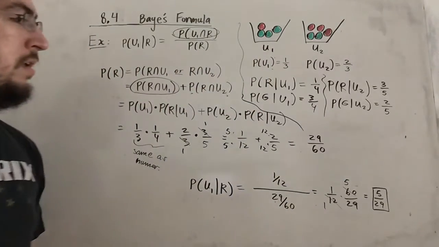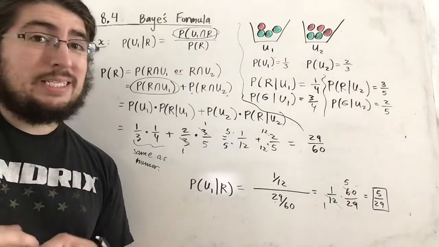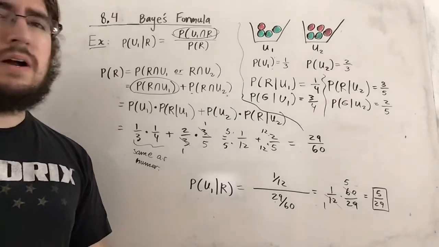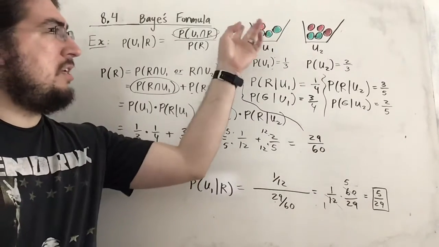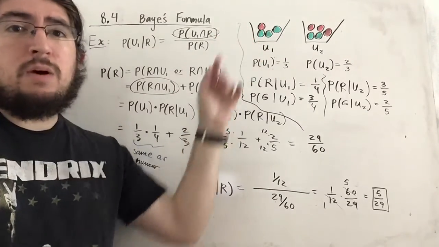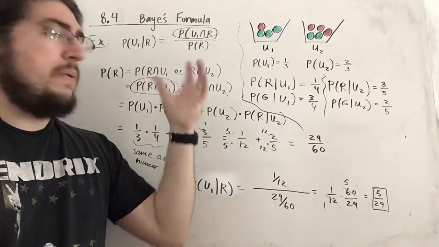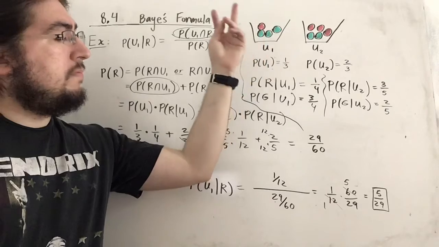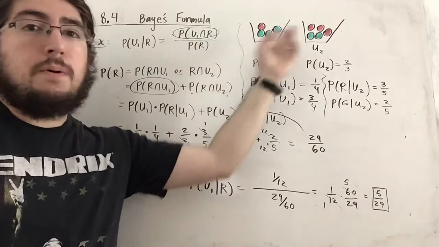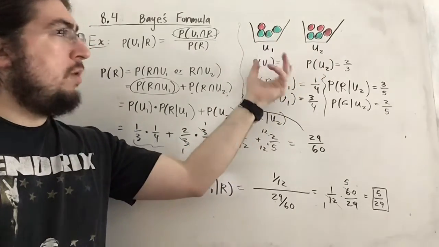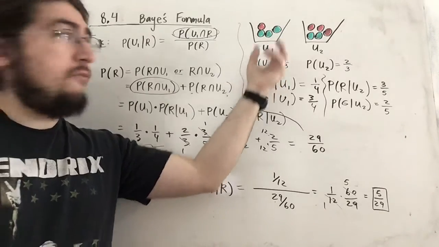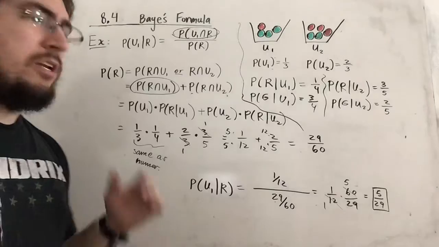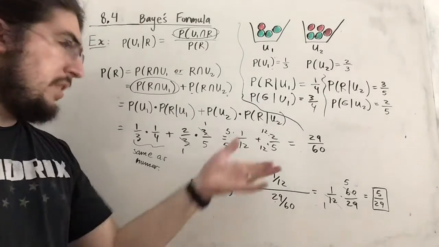Awesome. So there's a 5 in 29 chance of the red ball drawn being from urn 1, which makes sense because there's a small chance of drawing red from urn 1. There's also a smaller chance of drawing from urn 1 as opposed to urn 2, because urn 1 has a probability of 1/3 of being drawn from, where urn 2 has a probability of 2/3, which is double that. So I know this is kind of a complicated example, but there it is.